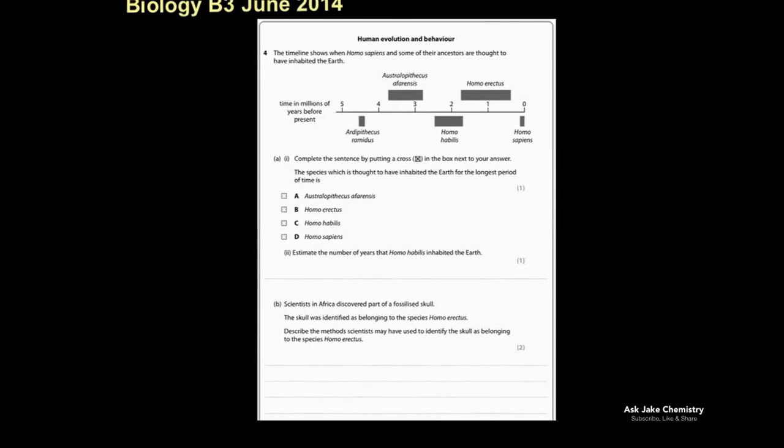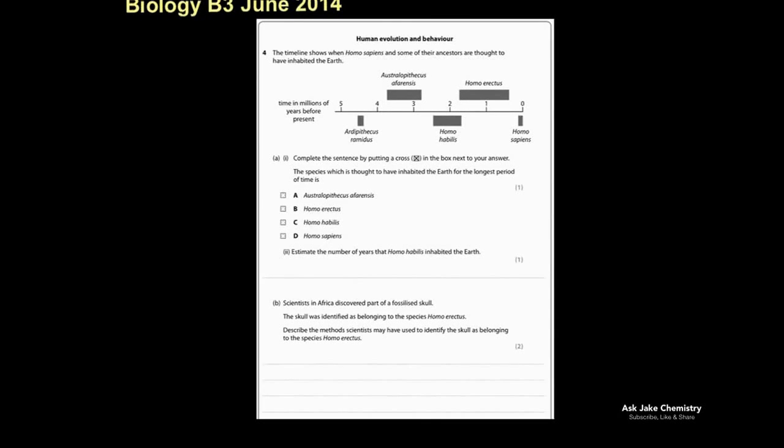Question 4 talks about human evolution and behavior, and it's another tick box question. It's only worth 1 mark, so don't spend too long on it. It says the species thought to inhabit the Earth for the longest period of time is, here's a timeline, it tells us some information. Now when you look at it, which one's for the longest period of time? It's this one. So you're just going to put this answer.